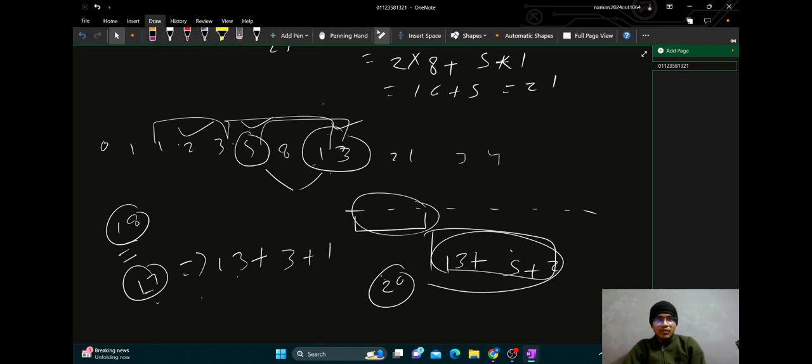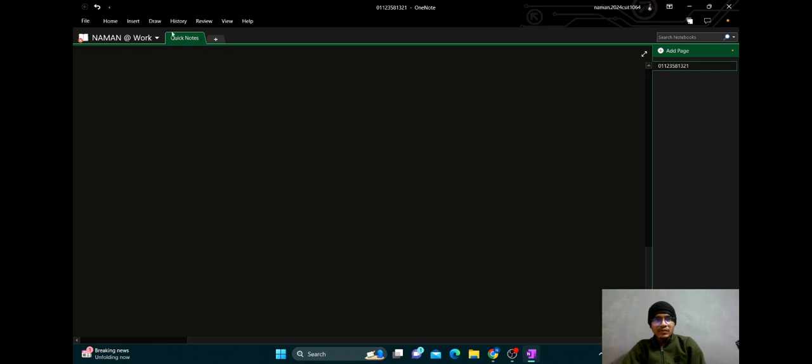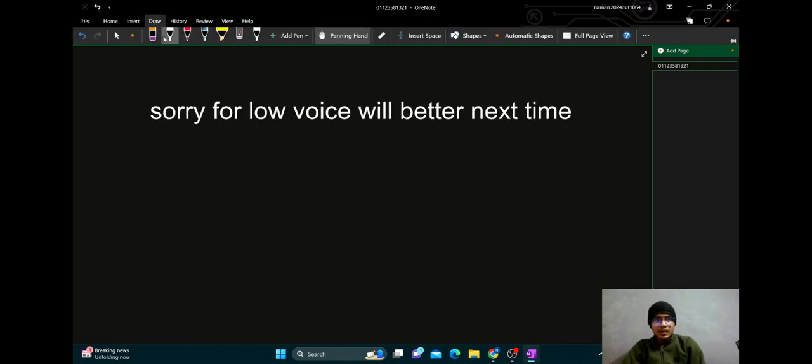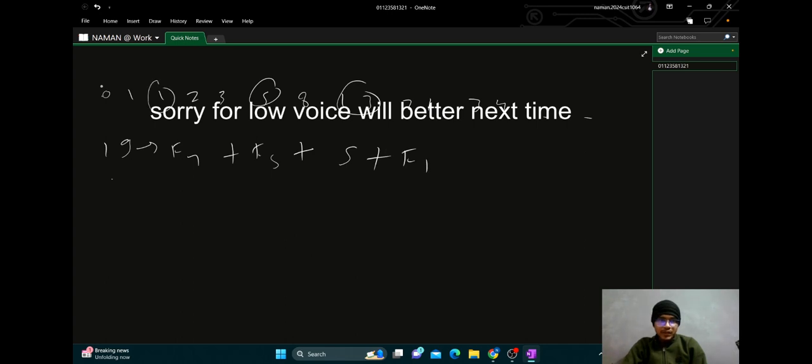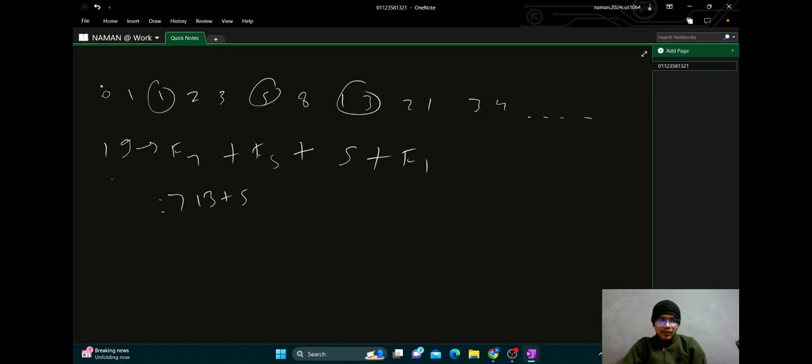So for example, for 19, it will be represented as 13 plus 5 plus 1. The series is 0, 1, 1, 2, 3, 5, 8, 13, 21 and 34. So 19 is represented as F7, which is 13, F5, which is 5, and F1, which is 1.